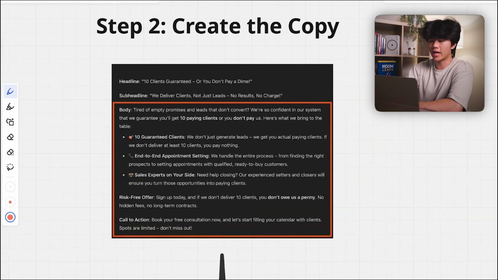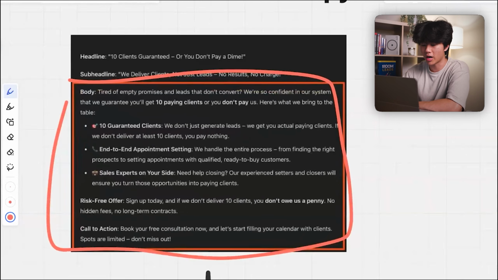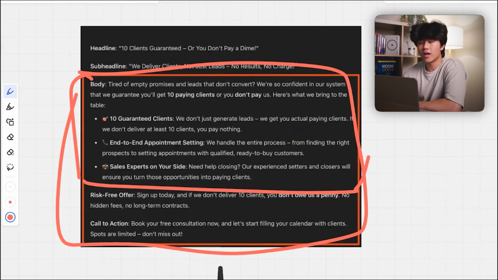So for step 2, right, create the copy. It's exactly what I just went over earlier. It's the body, like this specific part. Tired of empty promises and leads that don't convert, right? We're so confident in our system that we're going to guarantee you 10 paying clients or you don't pay us. Just add that into the description part. Don't worry about the header. Don't worry about the body.